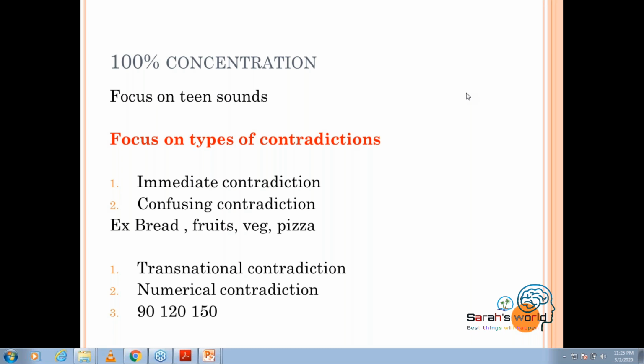So focus on immediate contradictions. And the next one is confusing contradictions. Once you get an answer, you should always be curious whether he is going to change the answer. Only then will you succeed in the listening module. So what are confusing contradictions? The question is asked like this: what is the food that is prepared for the party?